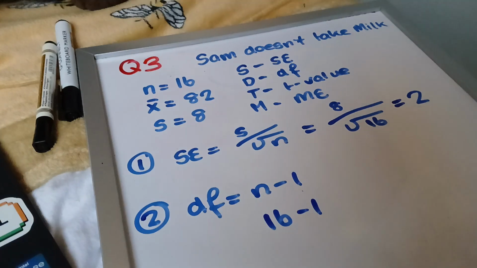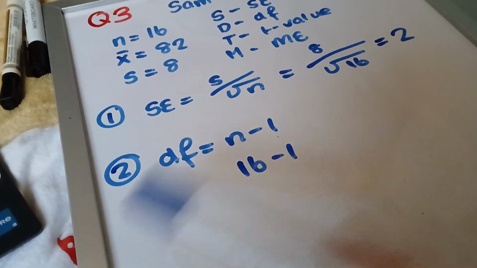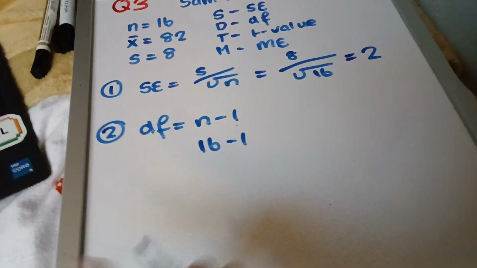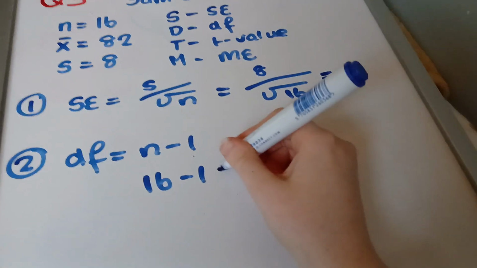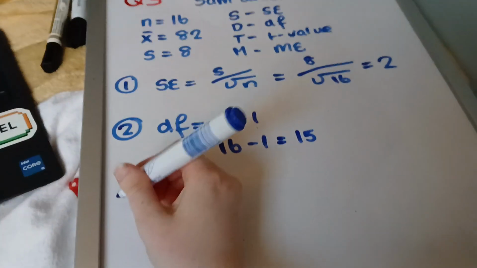You don't really need to know this for the exam, but I found it helped me understand what degrees of freedom was. Degrees of freedom is how much more data can we use to find out how much freedom. So after you calculate the degrees of freedom, that's obviously 15. Then the next bit is the t-value.